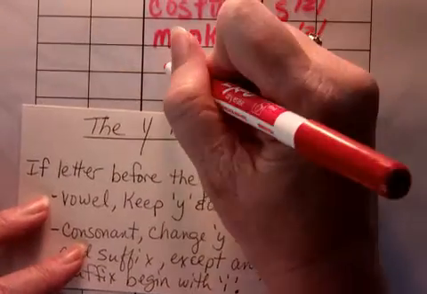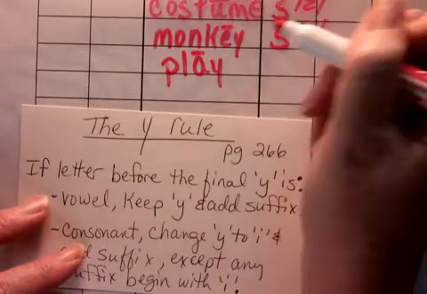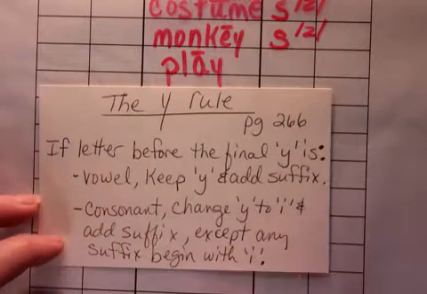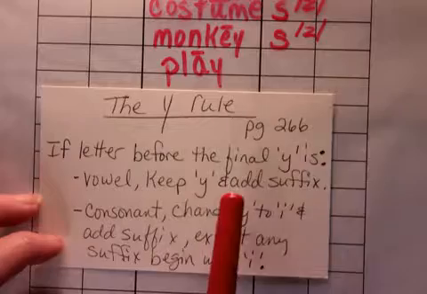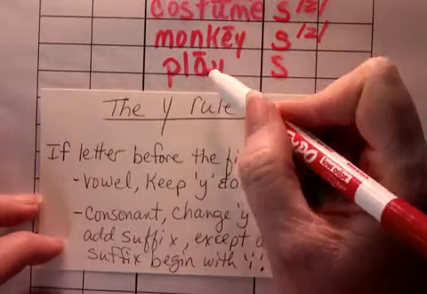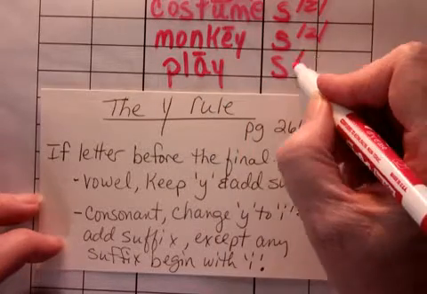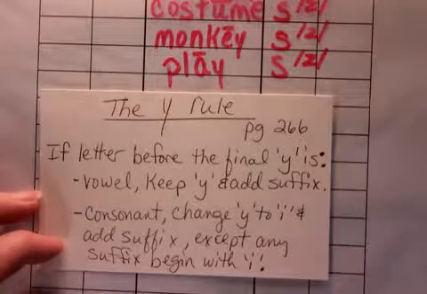The next base word is play. Play has the long A sound. The letter before the final Y is a vowel. We keep the Y and add the suffix S. The vowel sound, A, is voiced, so we say the voiced version, which is Z. Plays.